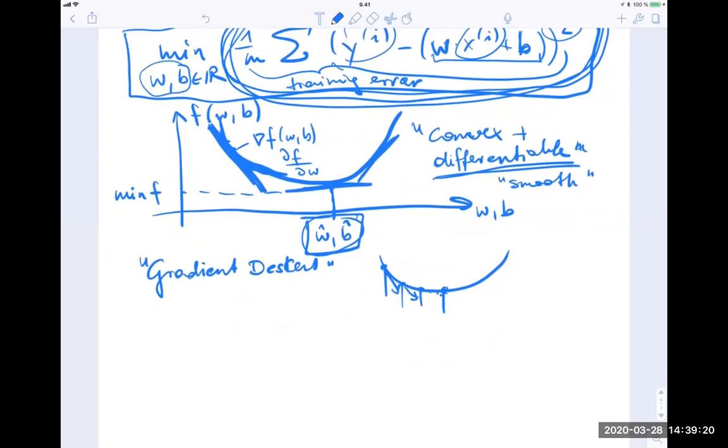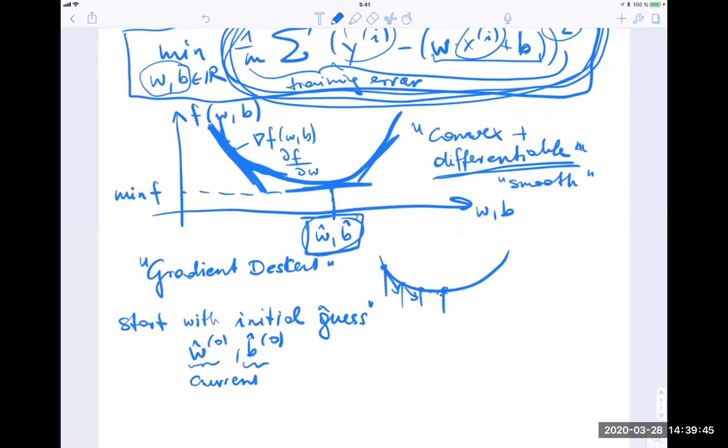So in formula, how does this look like? We start with some initial guess. We can choose this randomly or set it to 0 for W hat and B hat. So these are the current approximation of optimal parameters.